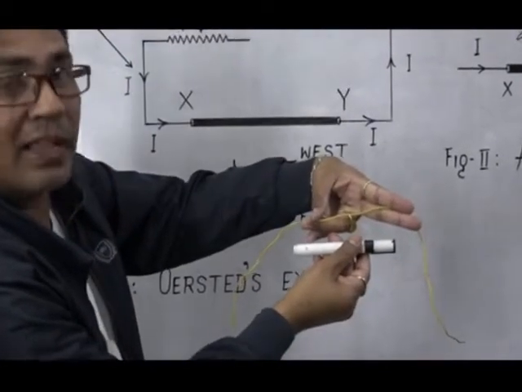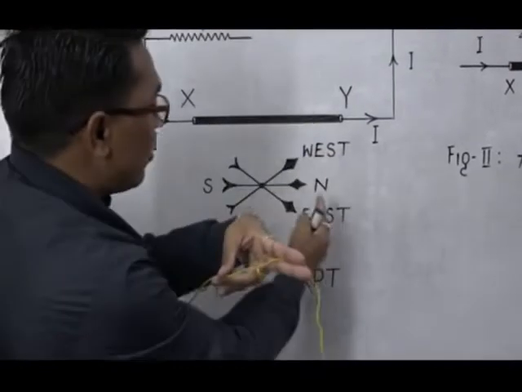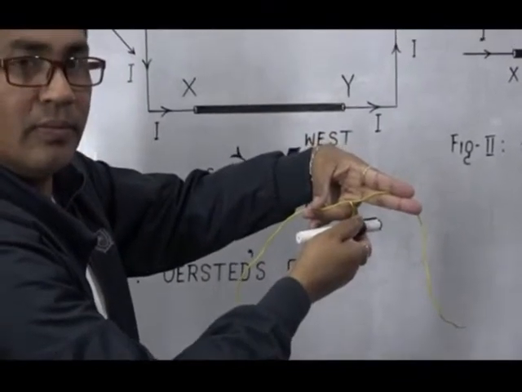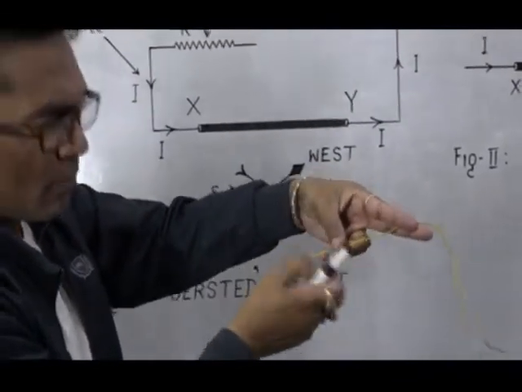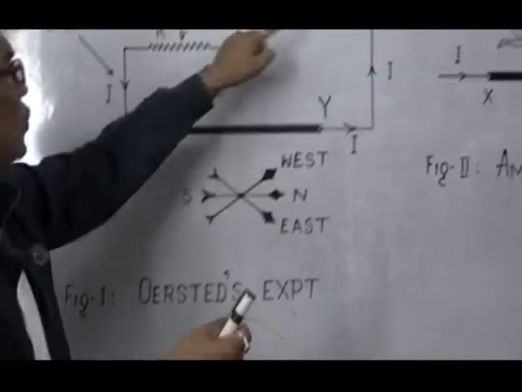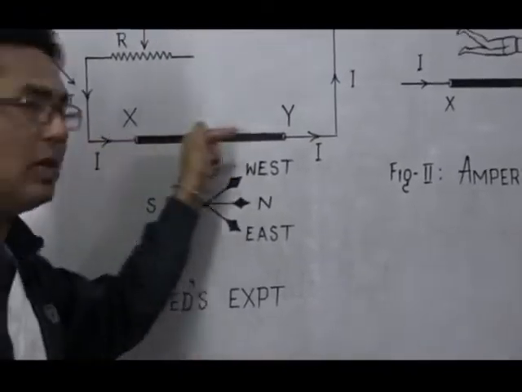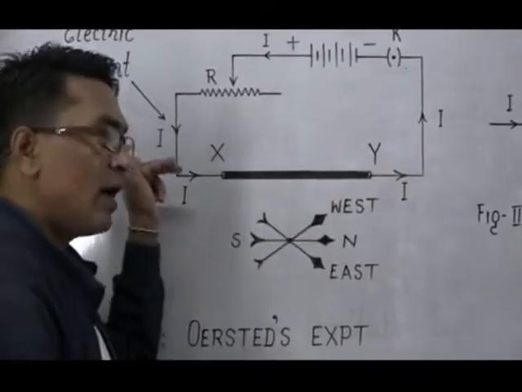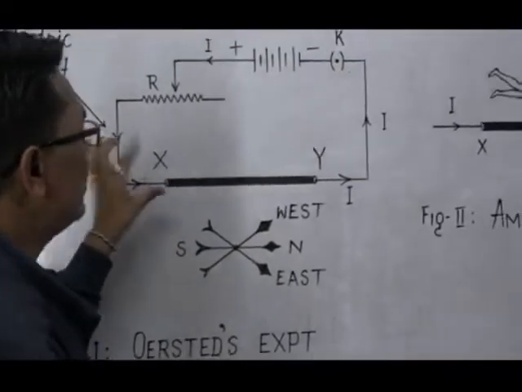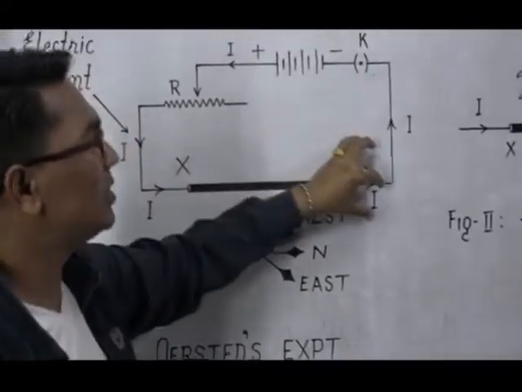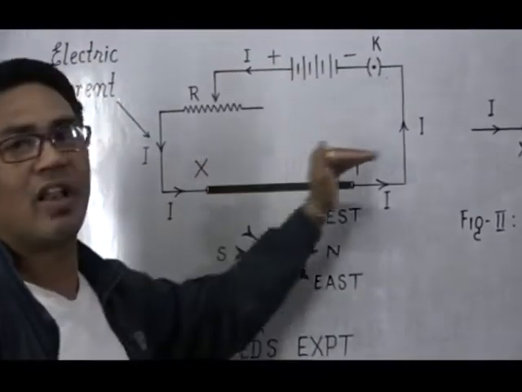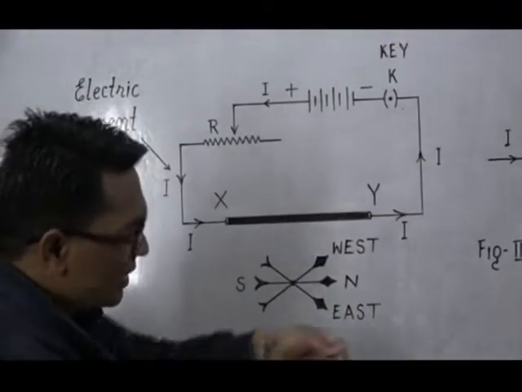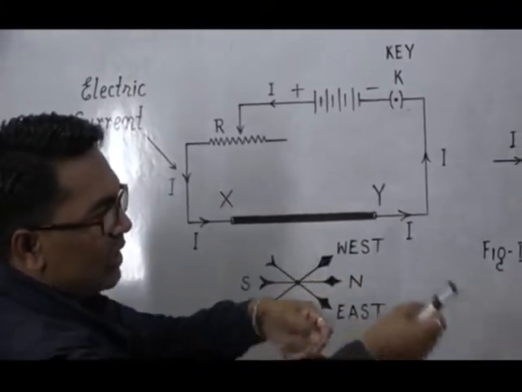When the conductor is switched on, the north pole of the magnetic needle, the arrow, is deflected towards this direction. The current flows from X to Y, that means from south to north direction.